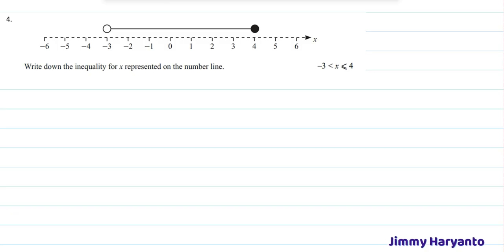Next is question 4. You have to write down the notation for this inequality. So it starts with the negative 3 and with 4, and the value of the x is in between. That means x in the middle. If x in the middle, the sign will be less than. It cannot be more than. It has to be less than. But this one means 4 is included. That means you will add equal sign on the 4.